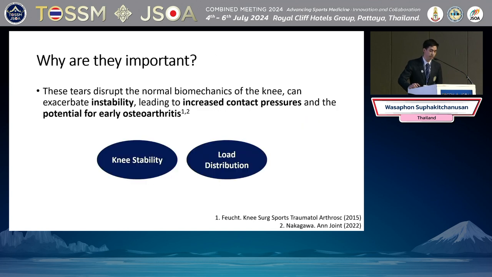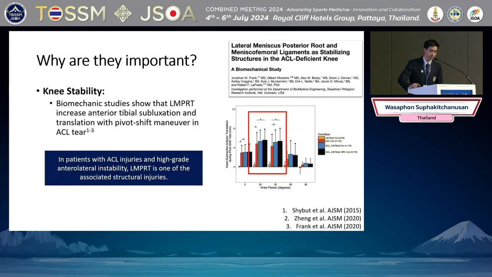Why are they important? This tear disrupts the normal biomechanics of the knee, which can exacerbate instability, leading to increased contact pressure and the potential for early osteoarthritis. In terms of knee stability, biomechanical studies have demonstrated that this tear increases anterior tibial subluxation and translation, particularly during the pivot shift maneuver in patients with ACL tears. As you can see in this chart from a biomechanical study from Frank in 2020, ACL tear with lateral root tear, the blue and black bars, increased tibial translation from ACL tear alone, the red bar.